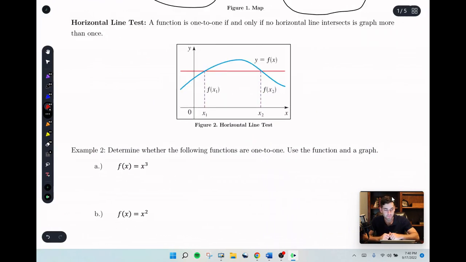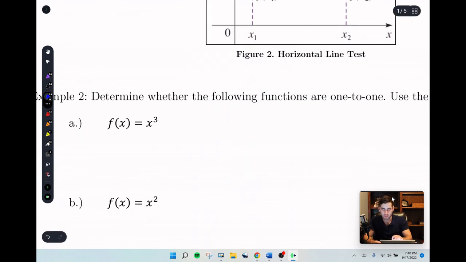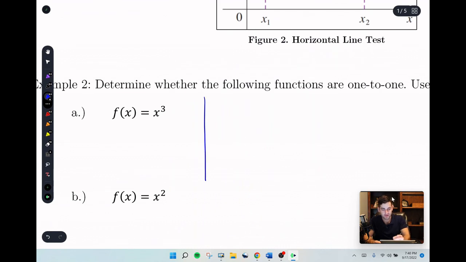So let's find out. It says use the function and a graph to determine whether these functions are one-to-one. I'll start with the graph because I prefer it, but if you prefer the function, we'll look at that as well. Here we've got a graph. If you go back to day 2, the second day of lecture notes, there's a chart with all the parent functions. That's our x cubic parent function.